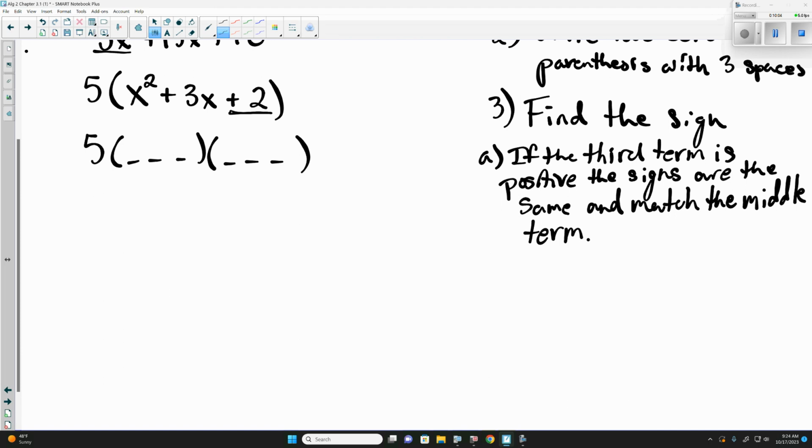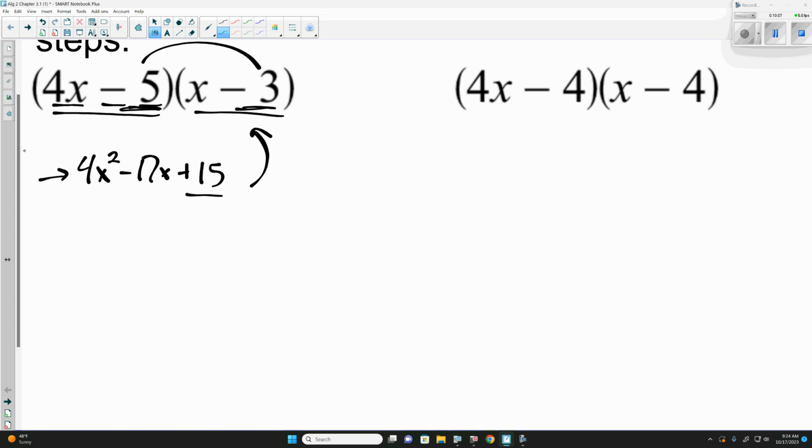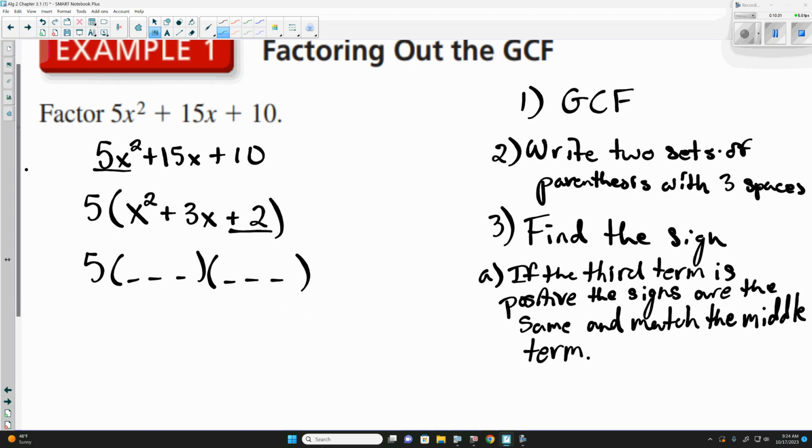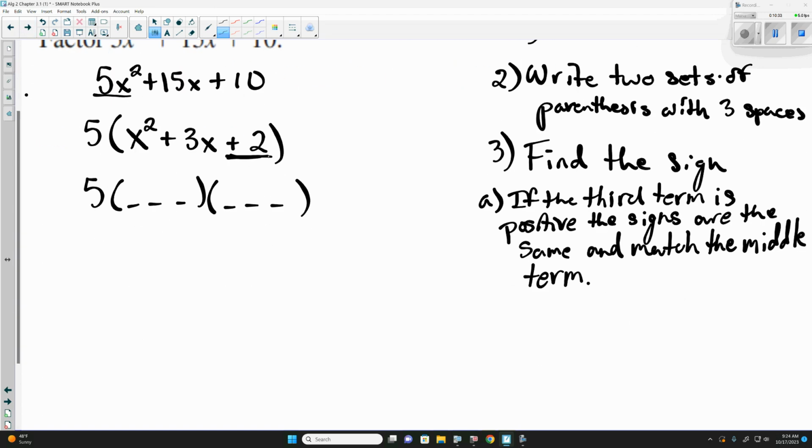Now, the reason we have it matching the middle term is because when we multiplied negative 5 and negative 3 together, we got positive 15. But the middle term was our addition of these other two, our negative 12x minus 5x, which did indeed give us negative 17. Because that middle term will tell us what the signs are when the third term is positive. So since here the third term is positive, the signs are the same and they match the sign of the middle term, which tells us both signs are positive.